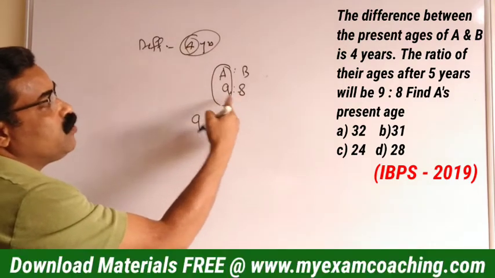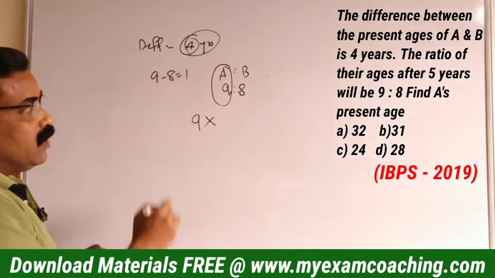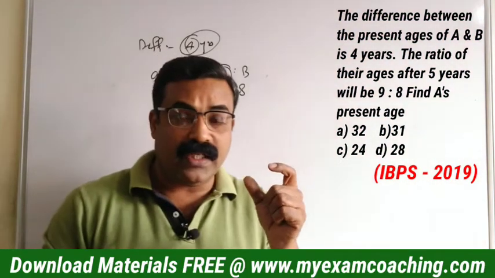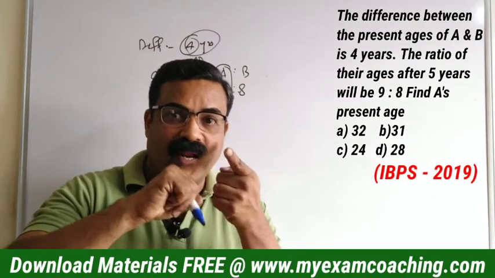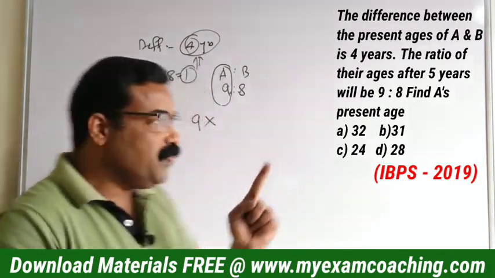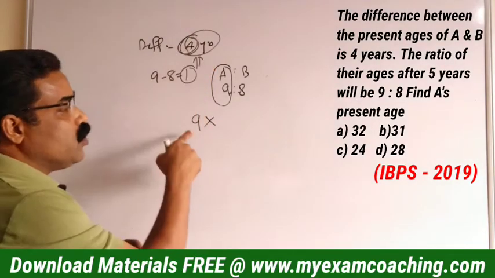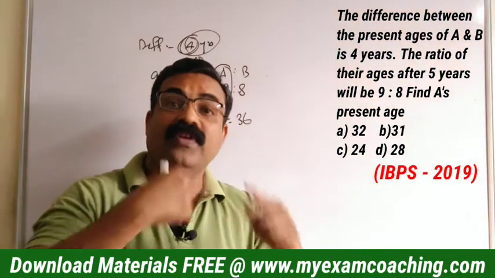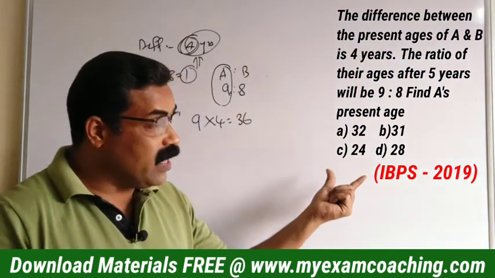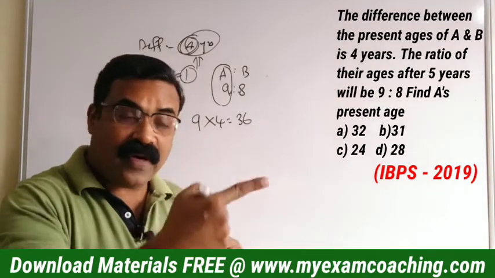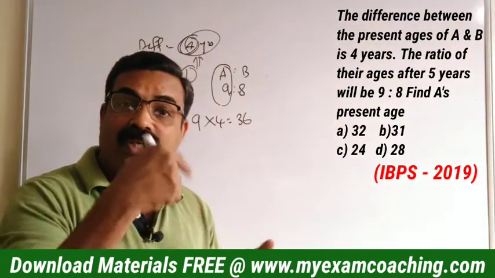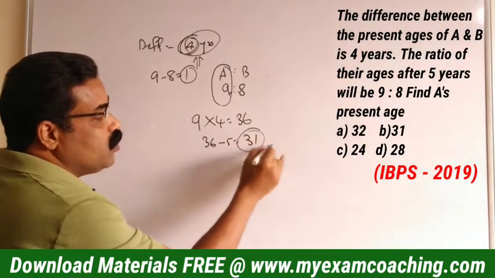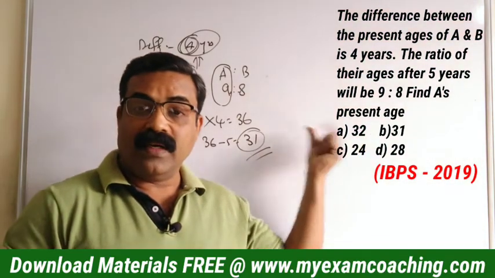What is the difference between 9 and 8? 9 minus 8 is equal to 1. That means 1 part is equal to 4 years. The ratio given is 9:8. The difference between 9 and 8 is 1. That means 1 part will be equal to 4 years. So 9 parts will be equal to 9 into 4, which is 36. So this ratio is after 5 years. We want to find the age at present. After 5 years, it will be 36. So what will be the age now? 36 minus 5 equals 31. So this way you can calculate the present age.